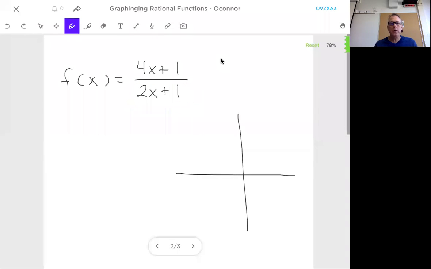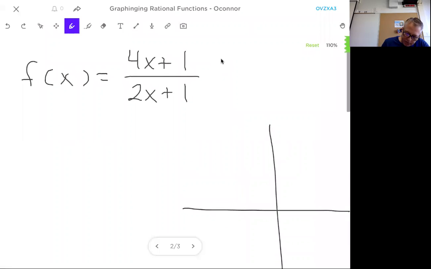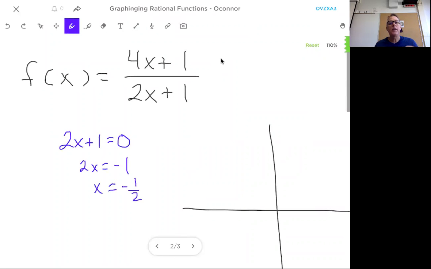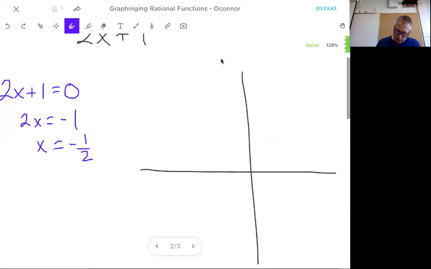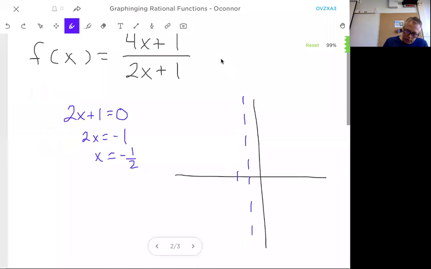Now, if you have trouble doing that in your head, that's okay. You can always just write 2x plus 1 equals 0 and solve that. Move the 1 over, so we get 2x is equal to -1 and x is equal to -1/2. That is your vertical asymptote, at x equals -1/2. So I'll make a vertical asymptote at -1/2. We found the vertical asymptote first.